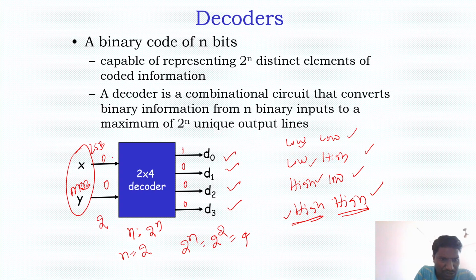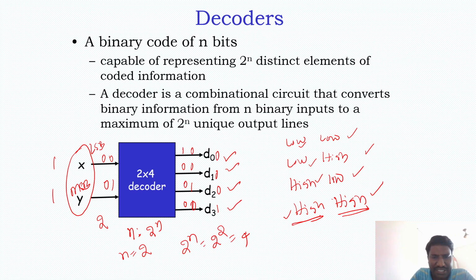Next I make 0, 1. What is the value? MSB is 0 and LSB is 1, so the value is 1, so the first line will be 1, rest all zeros. Let's suppose both are 1s. 1 plus 2, how much? 3. So D3 will be 1, rest all are zeros. When D2 is 1, rest all are zeros. When D3 is 1, rest all are zeros.